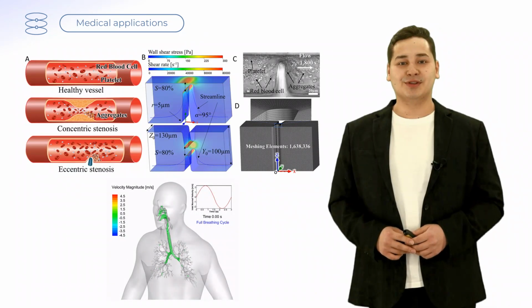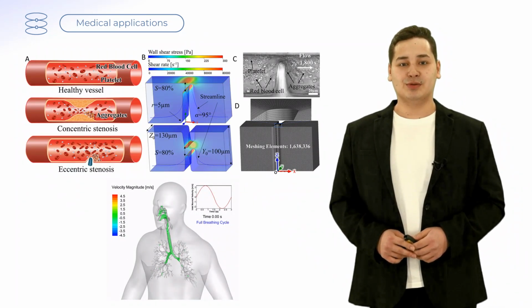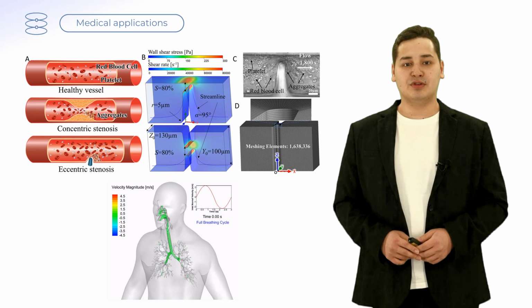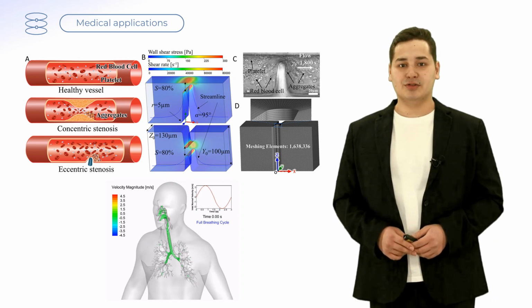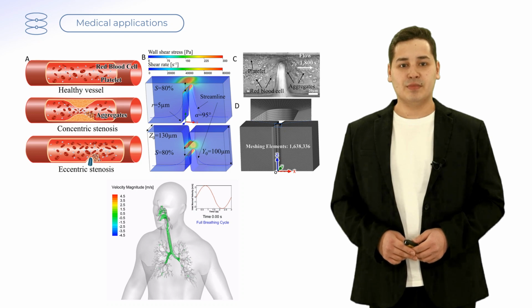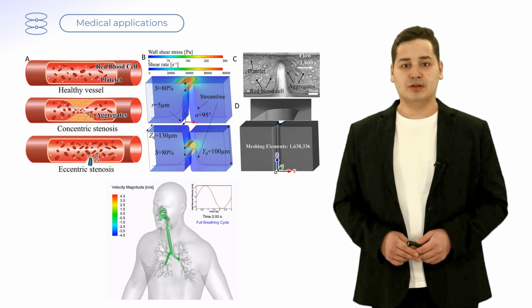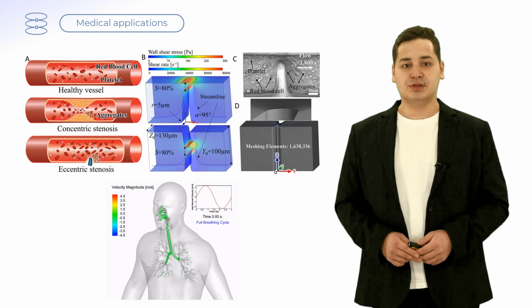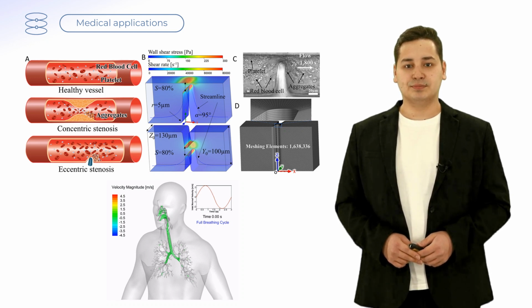The human circulatory system relies on fluid dynamics to ensure the efficient transport of blood throughout the body. One of the primary applications of hydrodynamics in medicine lies in cardiovascular fluid dynamics. Understanding blood flow patterns and pressure variations within the circulatory system is essential for diagnosing and treating cardiovascular diseases.